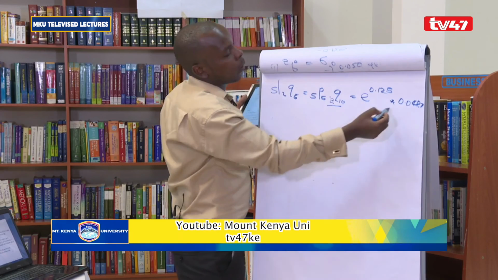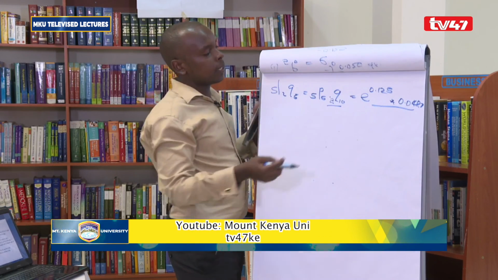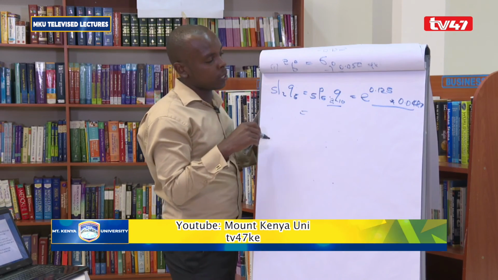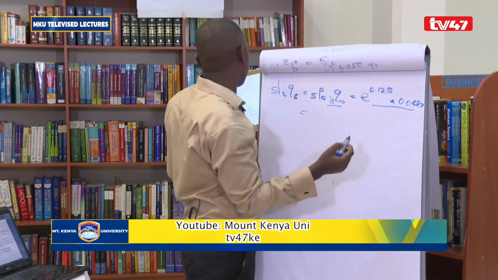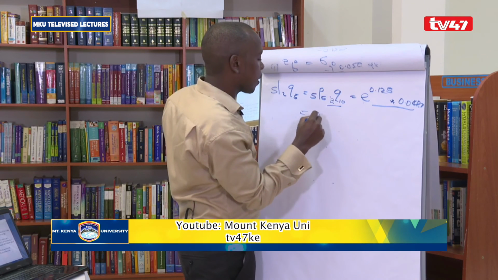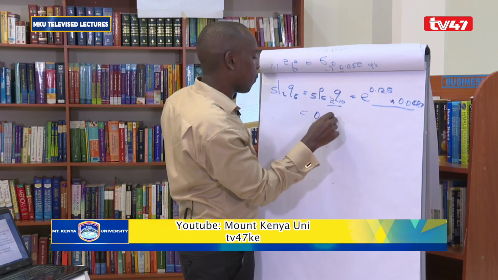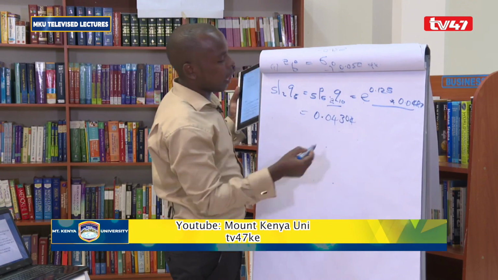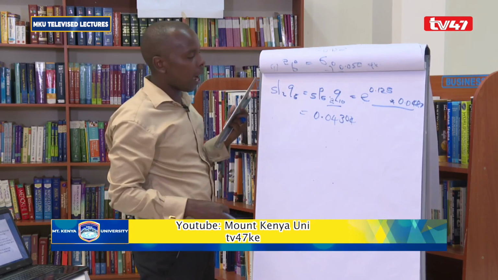Therefore, to work it out first, since we have been able to relate with our previous two questions, we can simply multiply the two values. And when you multiply, this gives us 0.04304. A lower probability, a high chance of survival.